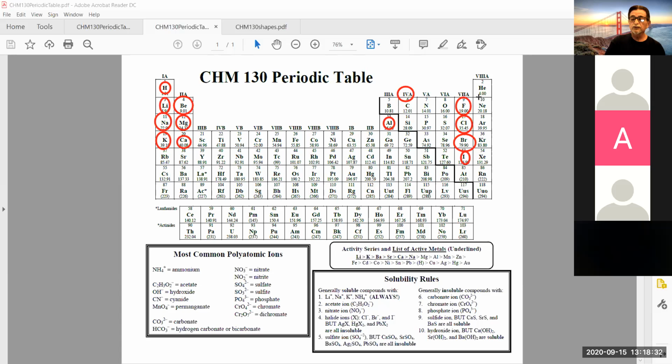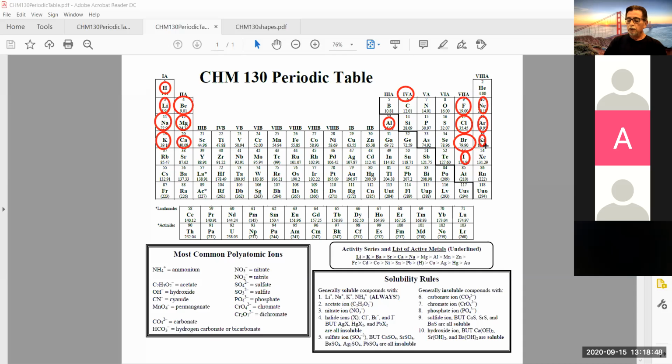All the noble gases, starting with neon, number 10, and argon and krypton, they're in group 8. They have 8, the magic 8 valence electrons, and hence are called noble gases because they're unreactive.